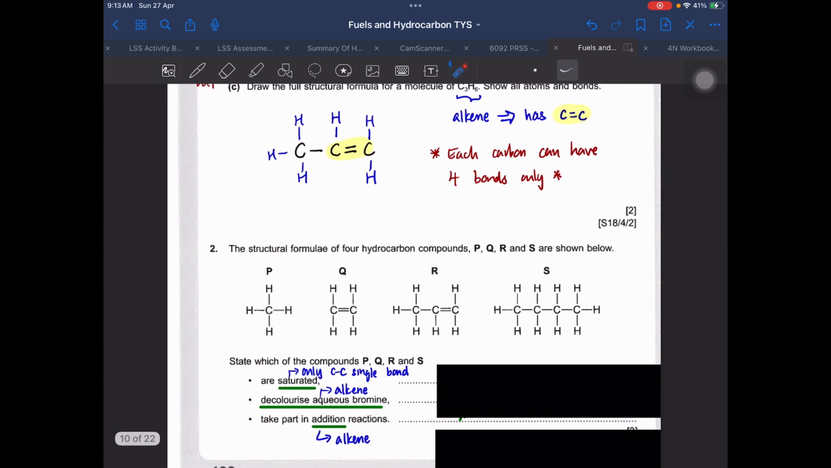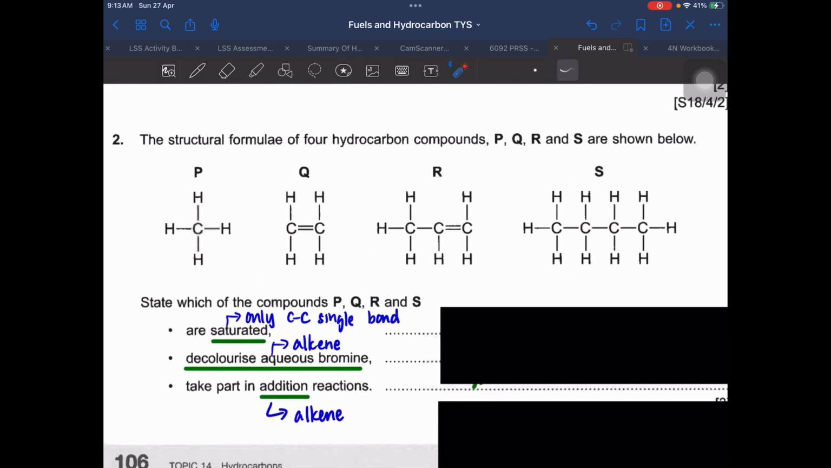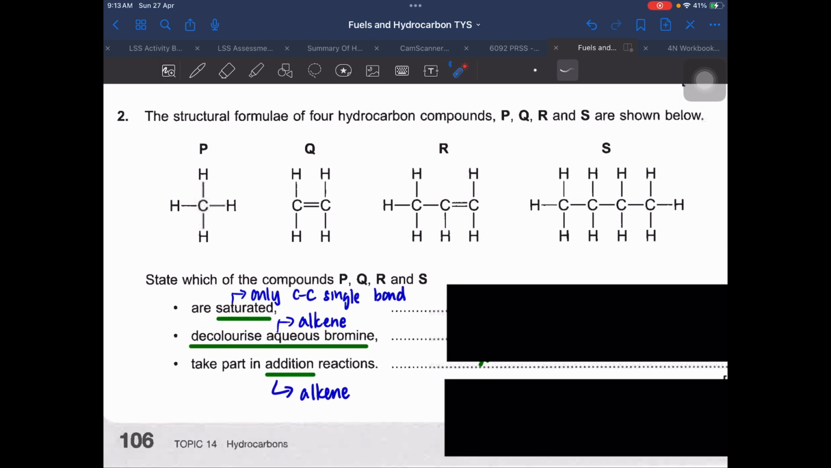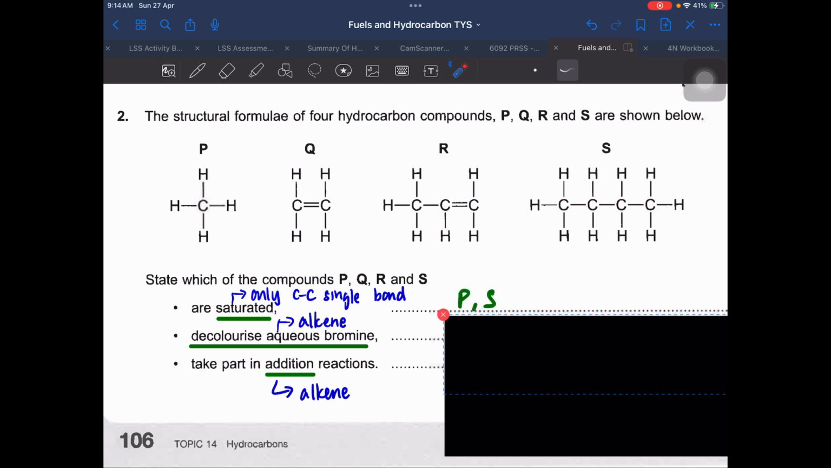Now, the second question gets a bit harder, so there are a few notes that I need you to take note of. The second question looks at P, Q, R, and S, and you're asked a bunch of questions. What is saturated, what will decolorize aqueous bromine, and what will take part in addition reaction. If you have watched my summary video, you'll know that saturated means the chemical only has C-C single bond. Things like this, that don't have a double bond, constitute what we call a saturated chemical. So it should be P and S.